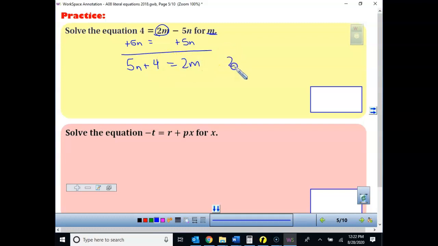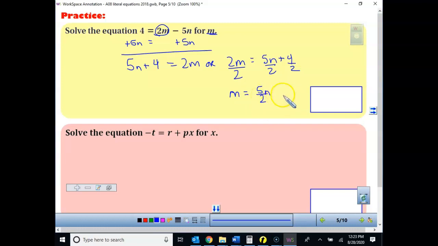And some of you sometimes like to put the variable you're solving for first. So could you rewrite it this way? Yes, same thing, right? Now we want to get the m by itself. I'm going to divide by 2. And again, I like dividing each term by 2 so that my solution is m equals 5 halves n plus 2.